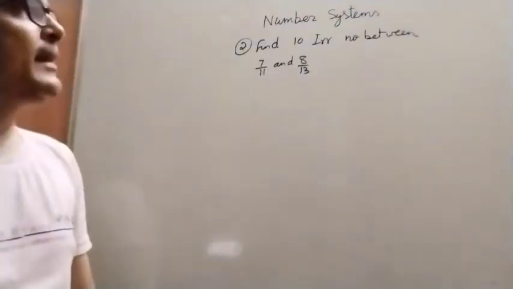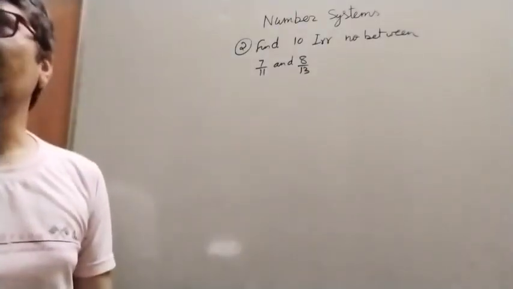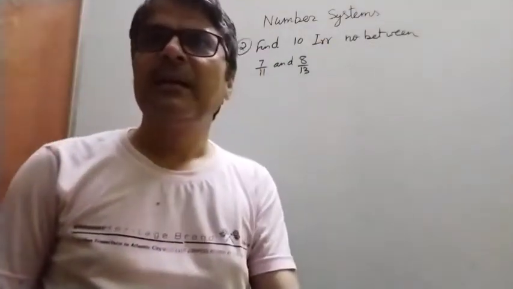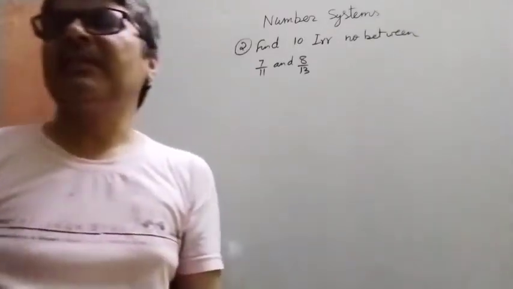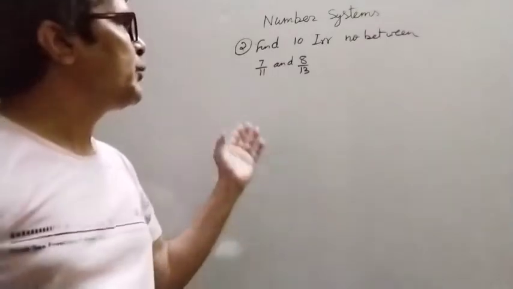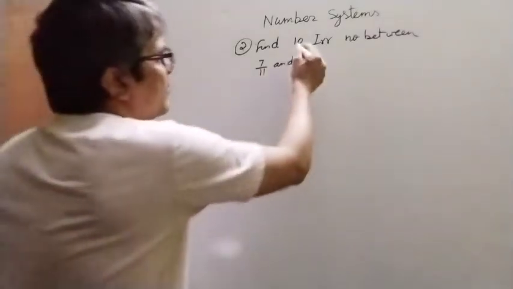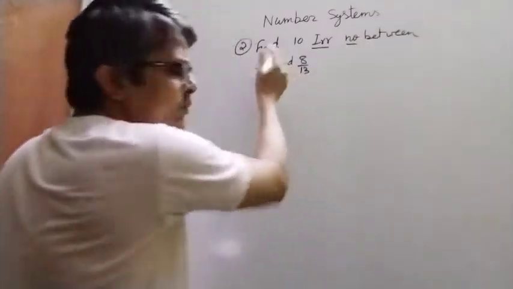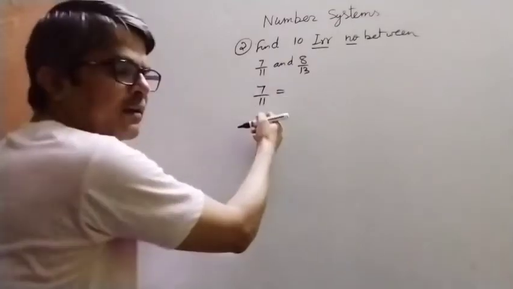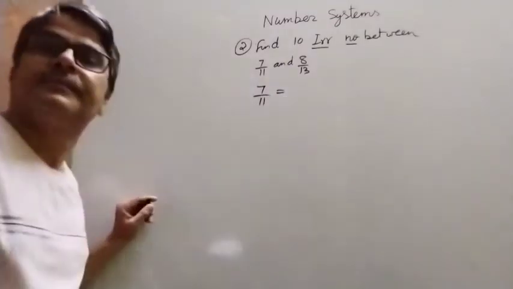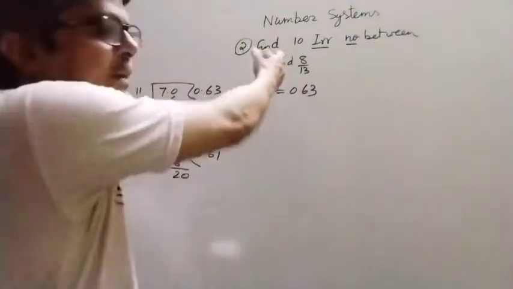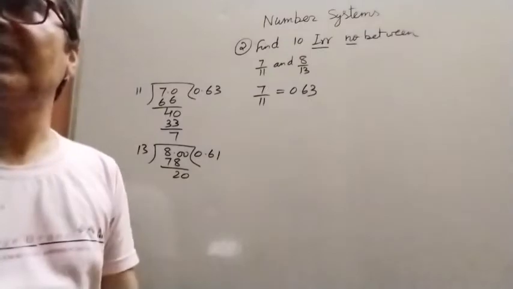Question is, find 10 irrational numbers. Irrational numbers means if you express an irrational number in the form of a decimal, it is neither terminating nor repeating. So first of all, to find irrational numbers, the first step is to convert the given rational numbers into decimals.